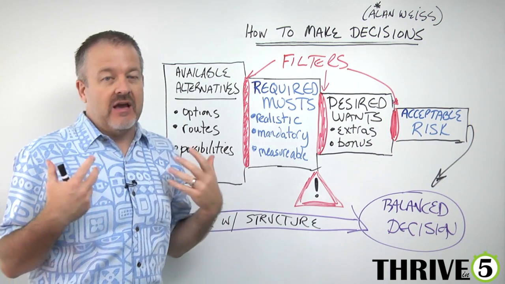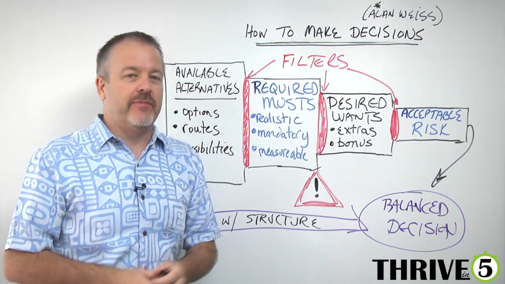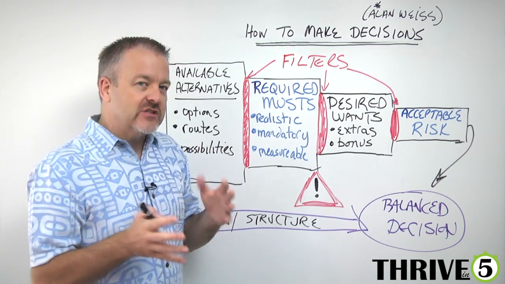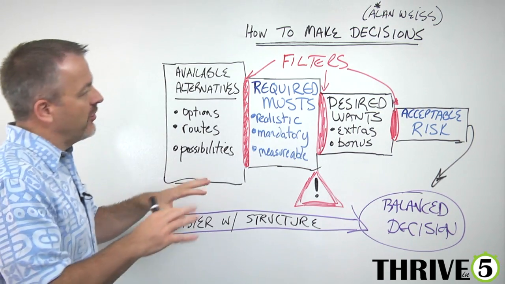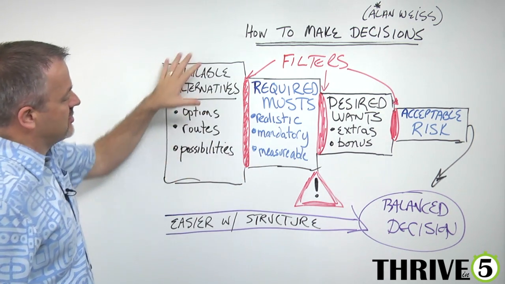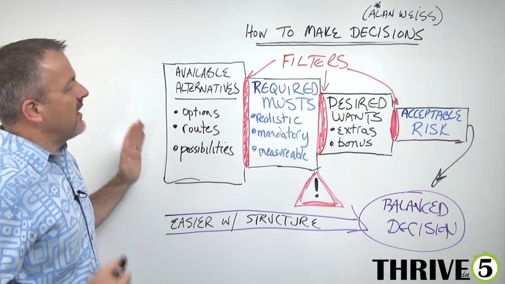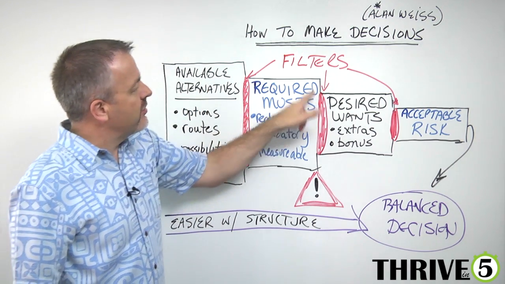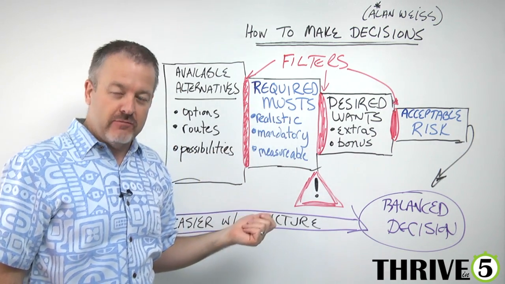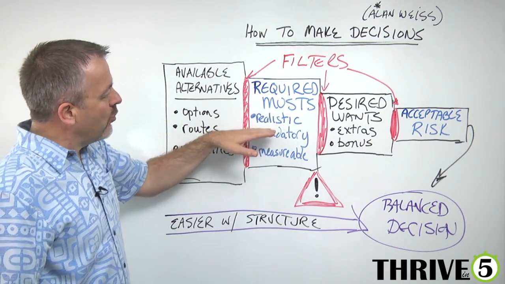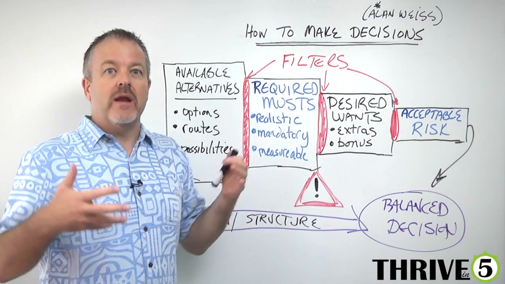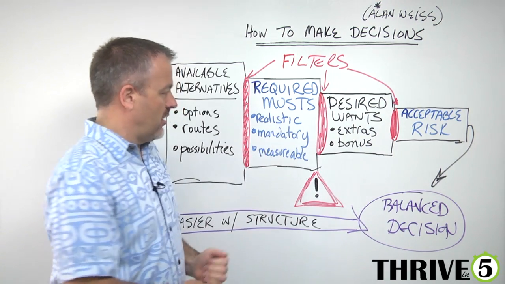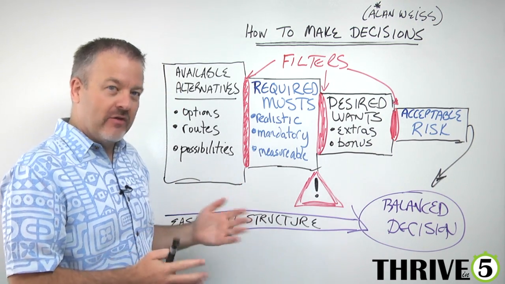Traditionally I always use the left and right side of a piece of paper. On one side are all the positives, on the other all the negatives. The problem is that filter system is a little bit limited. So you've got all these available alternatives, and the first important filter is: what are the required musts to get the outcome you want? What might be realistic in terms of a must? What must you have to get an optimal result? What's mandatory? What has to happen in order for this to occur?